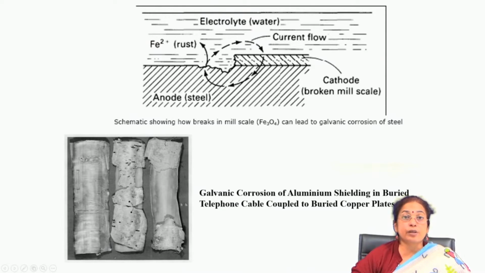Similarly, this is the case for galvanic corrosion of aluminum shielding in buried telephone cable coupled to buried copper plates. We will find that the copper is highly stable as compared to the aluminum, and due to galvanic attack the aluminum is destroyed to a large extent.